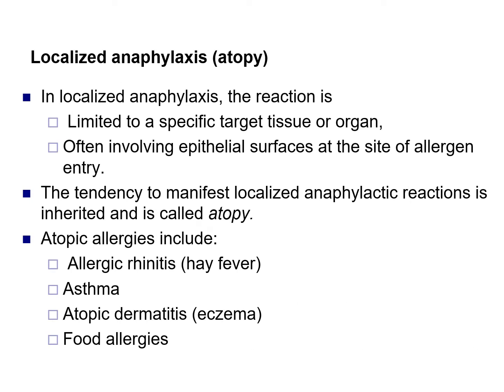There is also localized anaphylaxis. Most of the time, this is limited to a specific tissue or organ. Most of the time, this is the epithelial cell of that organ. So it can be the skin or it can be the respiratory tract. So this is inherited. When it is inherited, we call it atopy or atopic. Examples of these would be allergic rhinitis or hay fever, asthma, atopic dermatitis or eczema, or skin asthma, and food allergies.